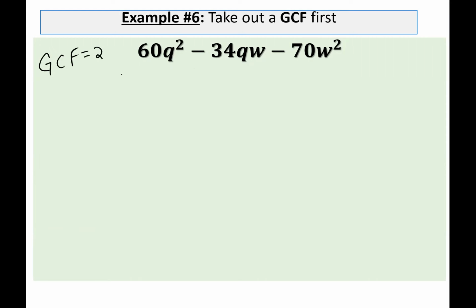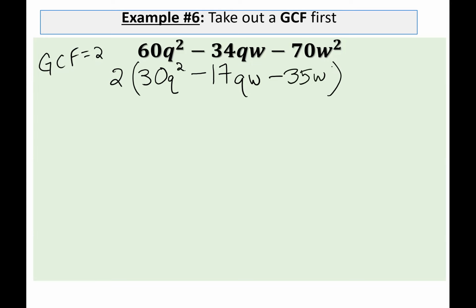Okay, 2. So 60 divided by 2 is 30. After I take out the 2, I'm left with 30q squared minus, 34 divided by 2 is 17, so 17qw is now my middle term, minus 70 divided by 2 is 35w squared. So we have 2 parentheses 30q squared minus 17qw minus 35w squared.